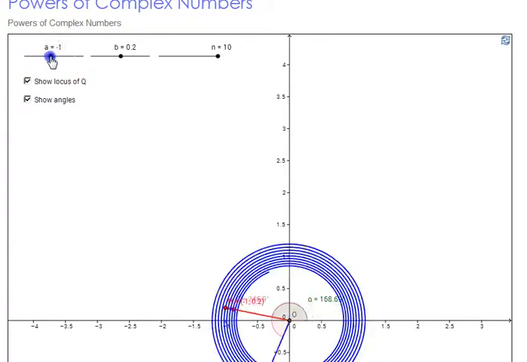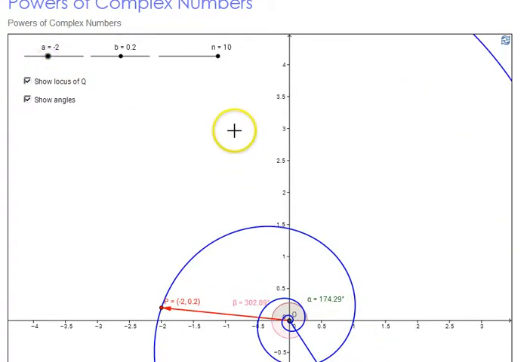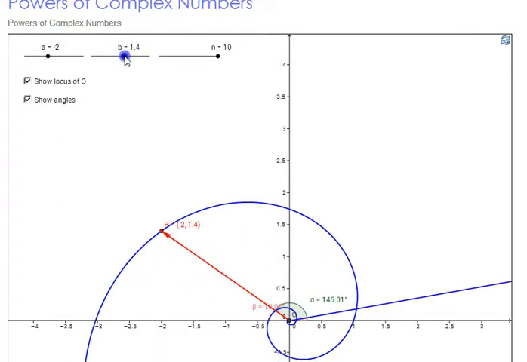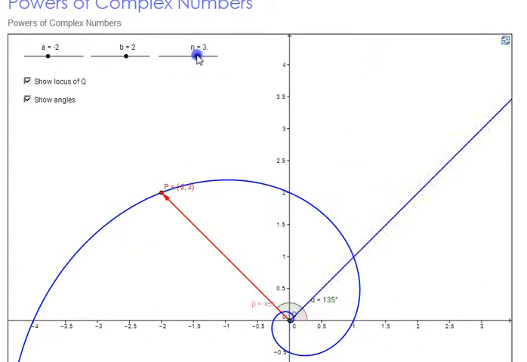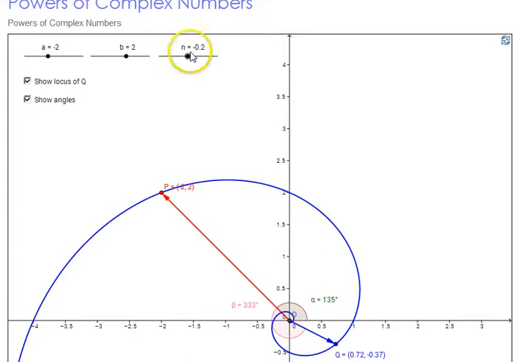Let's see what happens with negative parts. So a is -2, b, let's say, is still positive. Let's make it positive 2. Okay, and you can see again the way it changes. Again, it is counterclockwise because the magnitude is greater than 1. A being -2, b being 2, the magnitude will be 2 root 2, which is greater than 1. And so still you have a counterclockwise direction. Is that okay?